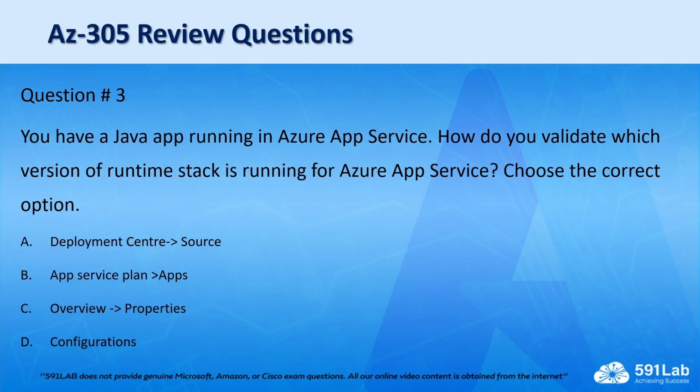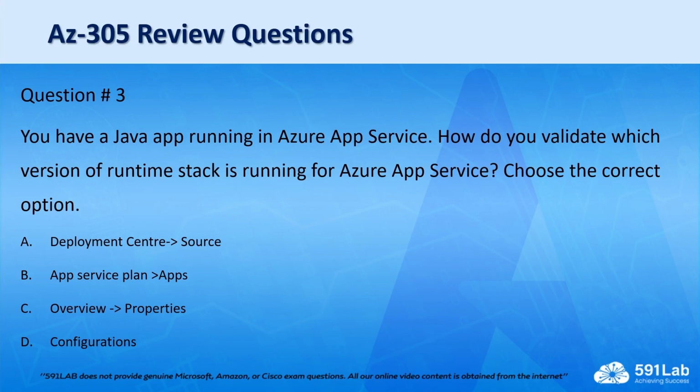You have a Java app running in Azure App Service. How do you validate which version of runtime stack is running for Azure App Service? Choose the correct option. So we already have a Java app running in our Azure App Service. And the question is asking how we are going to check or validate what runtime stack is running for our Azure App Service. We need to understand runtime stack is basically a kind of framework. It's a kind of supported environment which we need to select at the time of creation of Azure App Service.